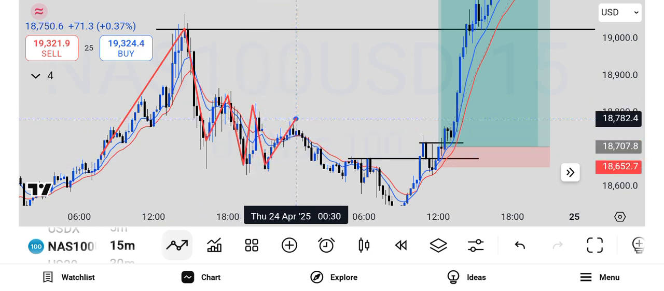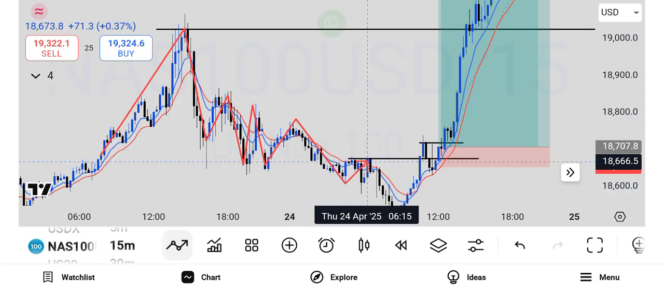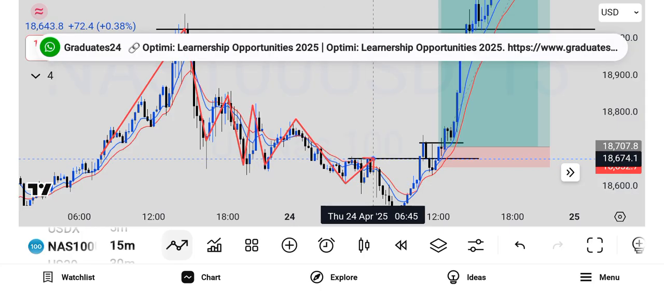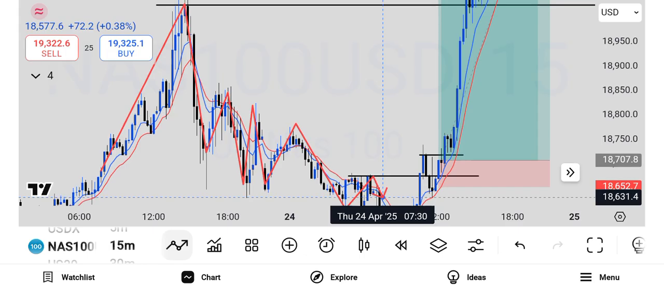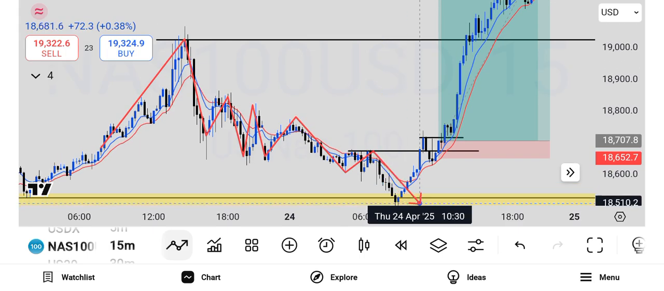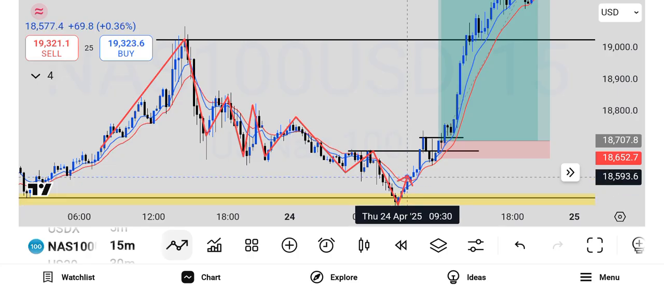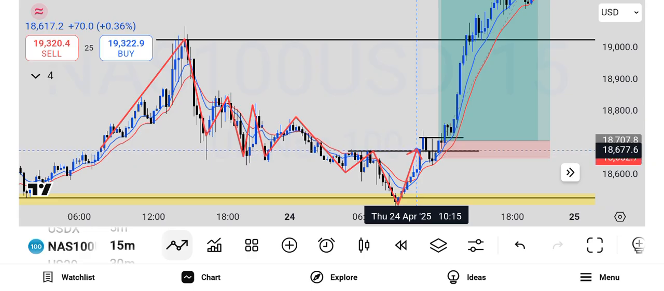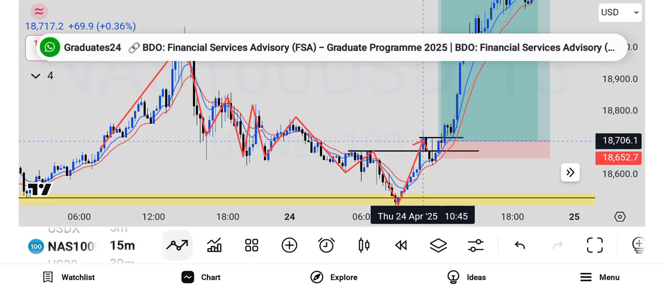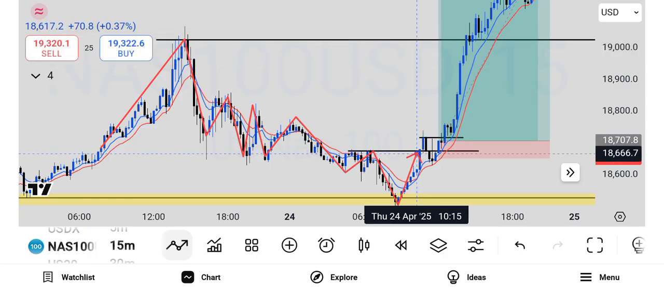Started to retrace until coming back to this support area, right? So for me to be confident with my buys, I had to wait for price to break this high point. This is a structural high, guys.